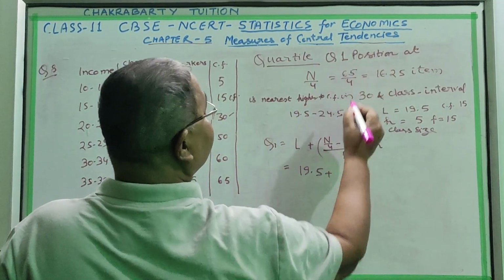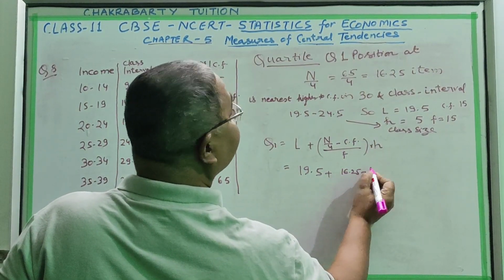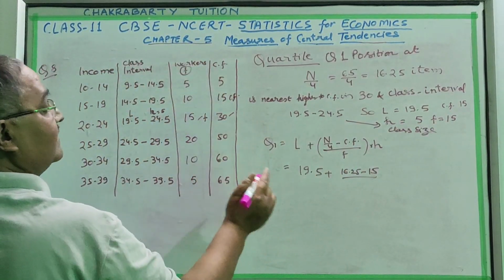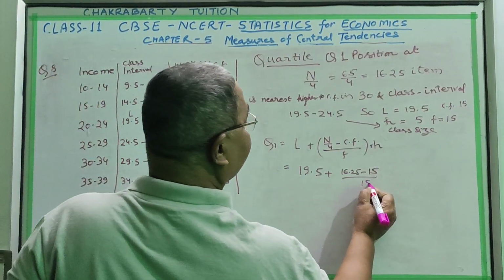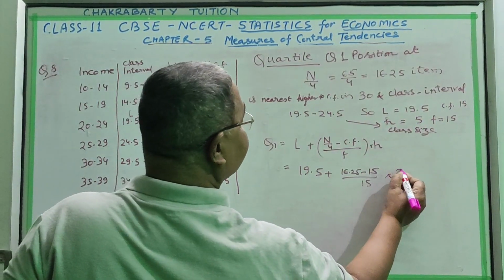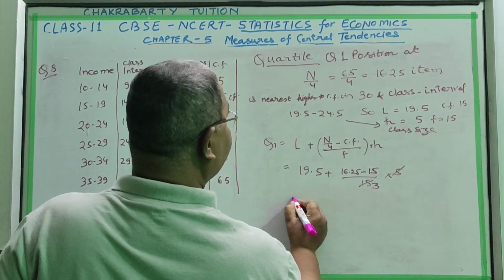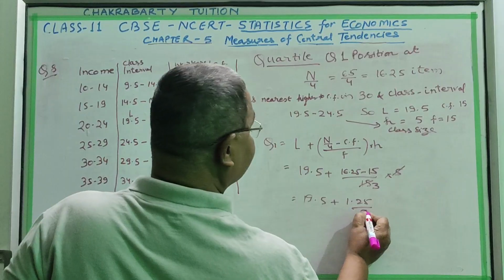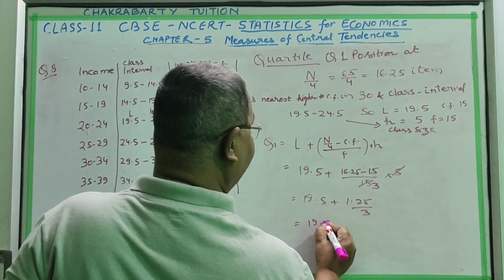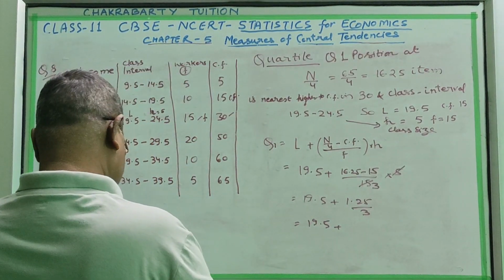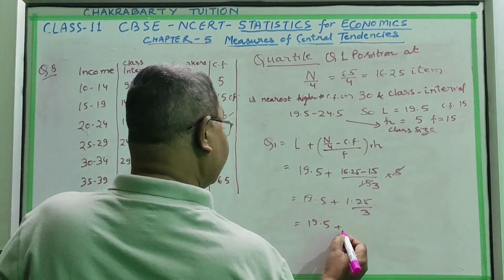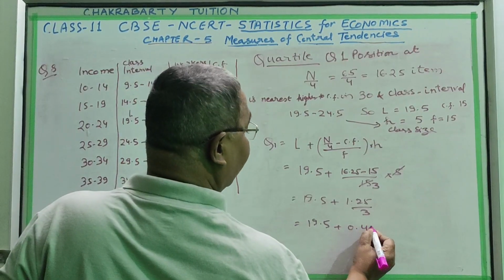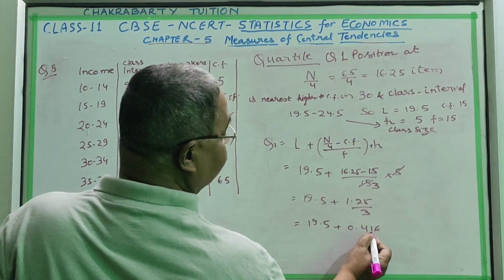19.5 plus, 16.25 minus 15, the CF of the previous class, upon frequency 15, into H which is 5, the class size. So by 5 you can cut it by 3. So 19.5 plus, if you reduce, 1.25 upon 3. Okay, so 19.5 plus, we will divide it by 3 on the calculator. It comes to 0.416, which you can round to 0.42.